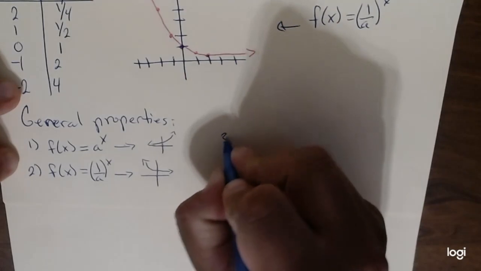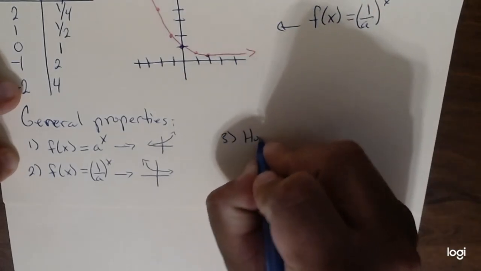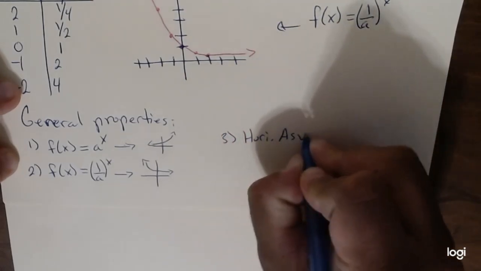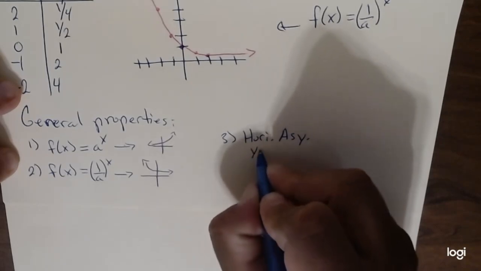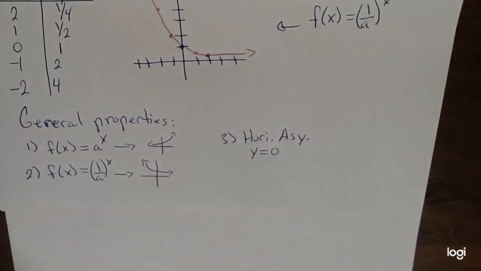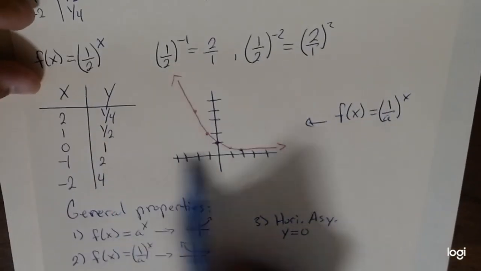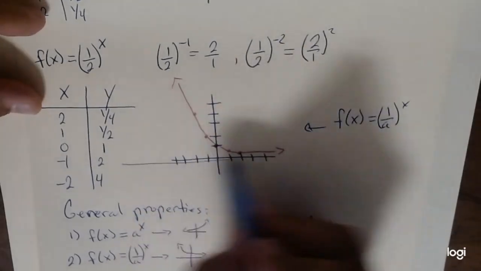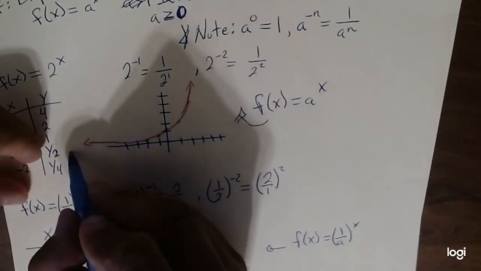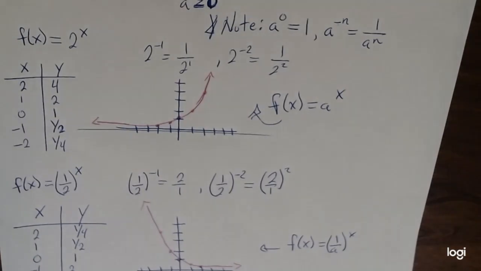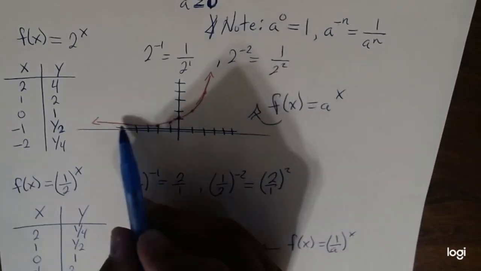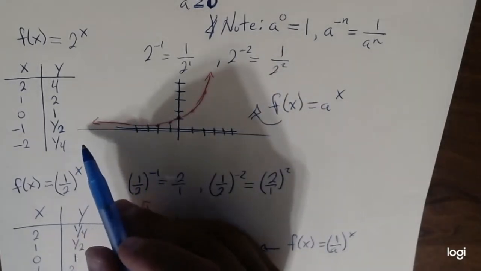Now, the third major part is it has a horizontal asymptote at the value y equals 0, right? Because the horizontal asymptote means it does not cross the x-axis. So the cool thing about an exponential function, technically, the general term, is it never crosses the x-axis, meaning it's never negative. That's the most interesting part. It gets very, very close to 0, but actually never touches it.